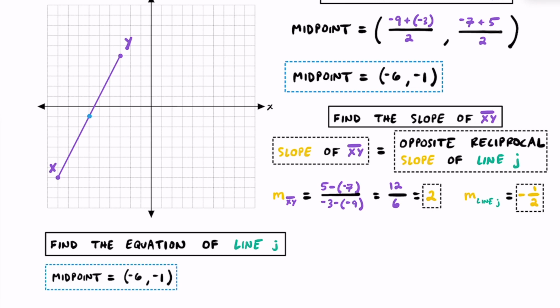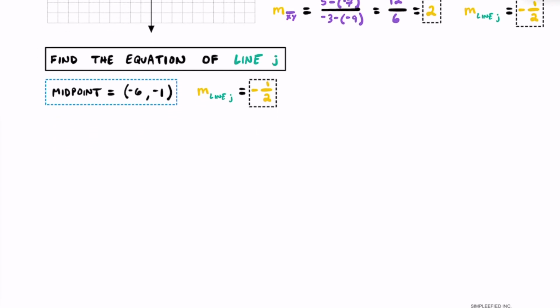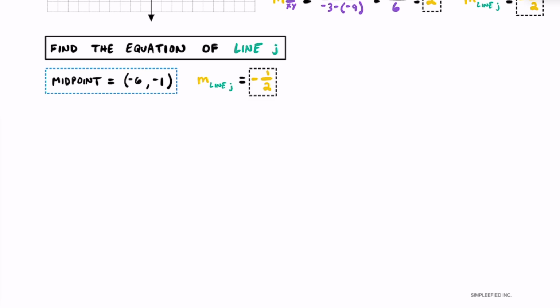We know line J has to go through this midpoint of (-6, -1) because it needs to be a bisector. And we also know the slope of line J has to be -1/2, otherwise it won't be perpendicular to segment XY. Given that we have a point and a slope here, let's use point-slope form to write an equation.